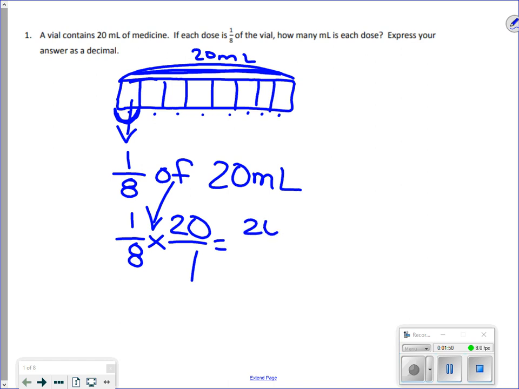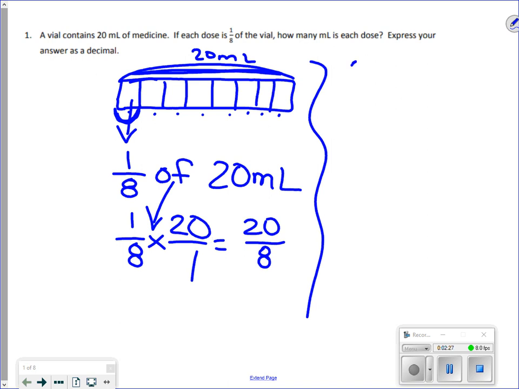So 20 over 8. Yes? Okay, can you leave it like this? No, you cannot. All right, so you can do this one of two ways. It says to express your answer as a decimal. So one thing that you can do is I can go ahead and make this a mixed fraction. So you do not leave your stuff improper.